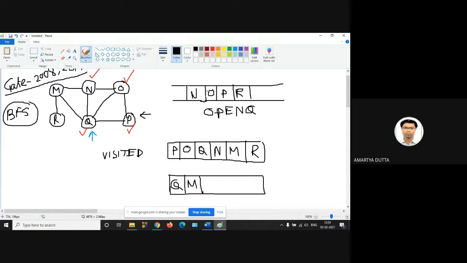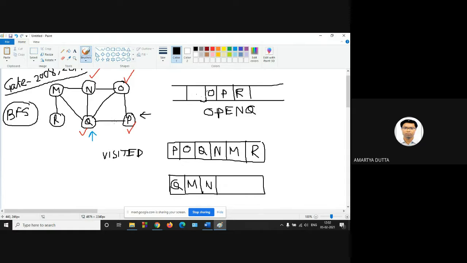which one will be executed? N will be executed. Okay, N will be executed, and from N we are getting Q and O. Already Q and O are explored, so delete that N.